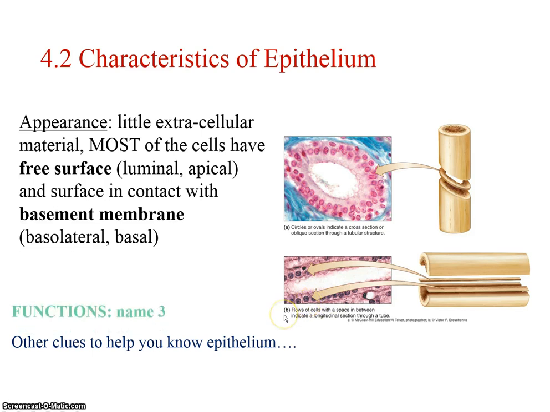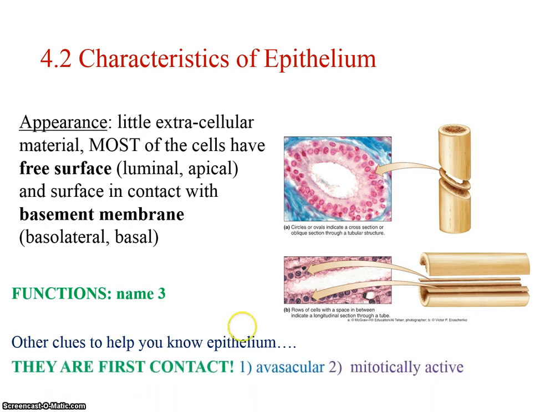Other things about epithelium, all right? Again, absorb, protect, secrete. That's their jobs. They are first contact, which means they are avascular. A means without or none. They don't have blood vessels.